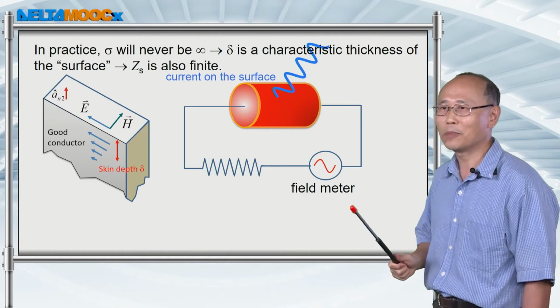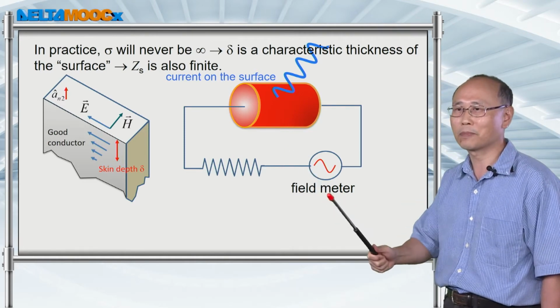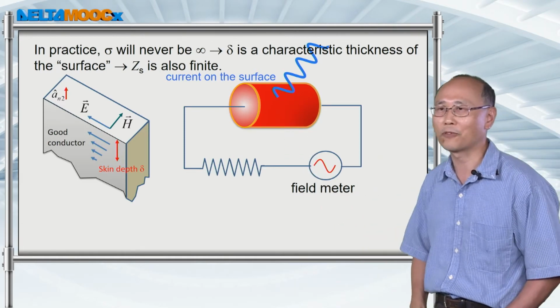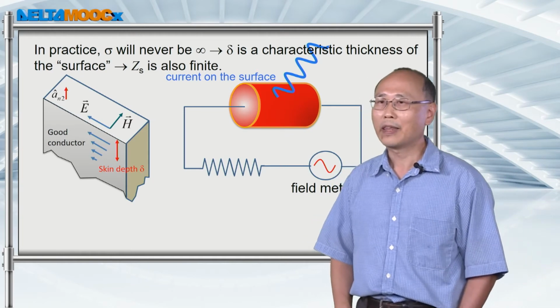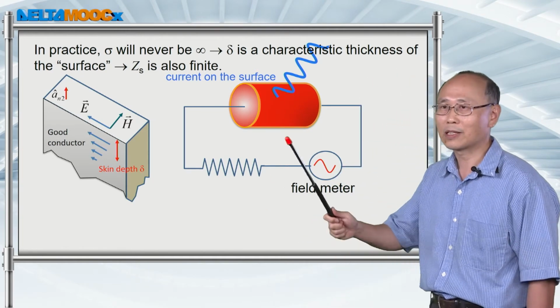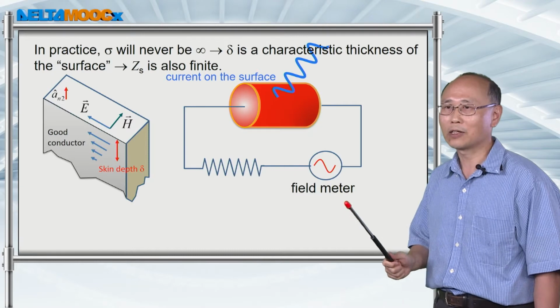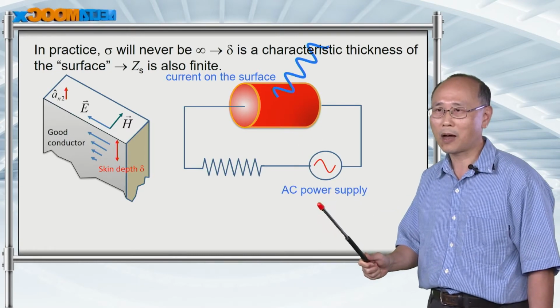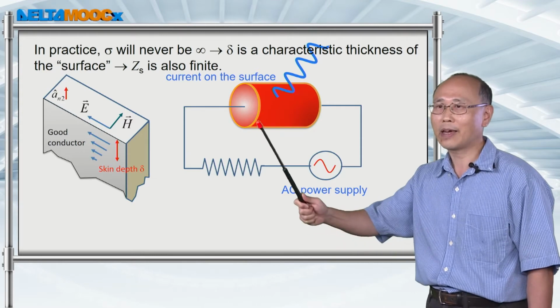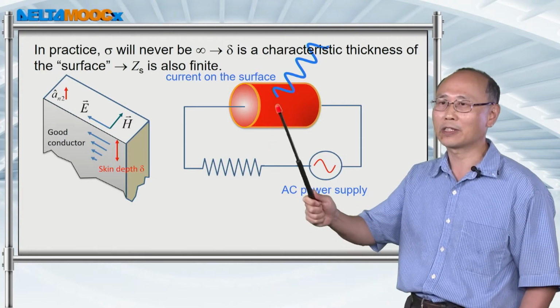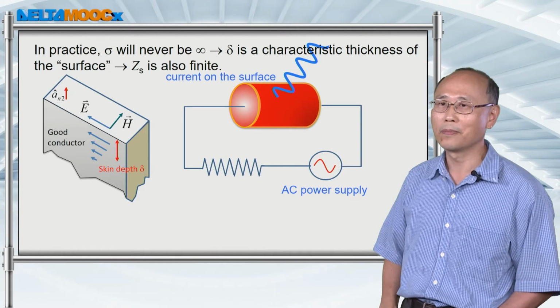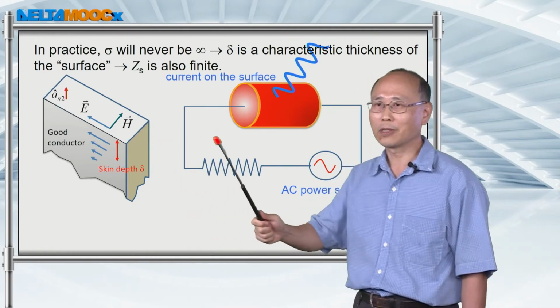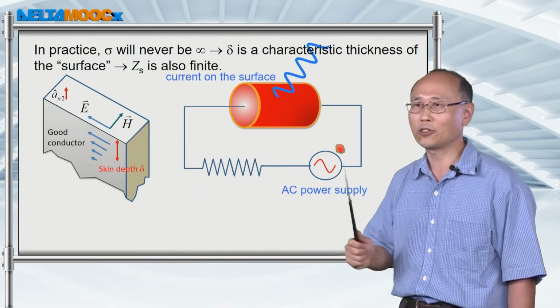And if you have a field meter right here, you're going to measure some signal from the oscillation of this field. Now, let's run this physical picture backward. You attach this antenna to an AC power supply, and then you'll be generating radiation from this antenna and emitting outward. But the physical picture does not change for these two situations.